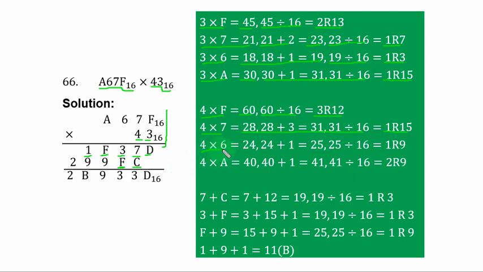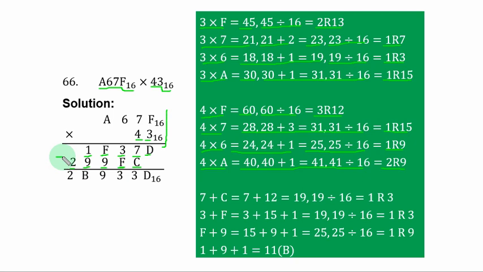4 times 6 is 24, plus the 1 you carried forward, you have 25. Divide by 16, 1 remainder 9. You record 9 and you take 1 forward. So you have 4 times A. A is 10. That is 40, plus the 1 you carried forward, 41. Divide 41 by 16. You have 2 remainder 9. You record 9, you take 2 forward.